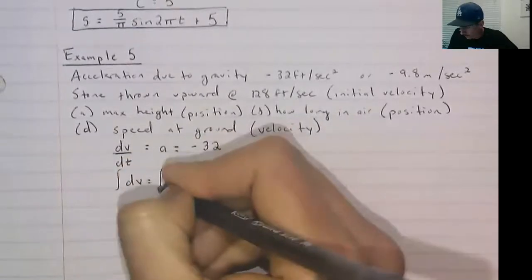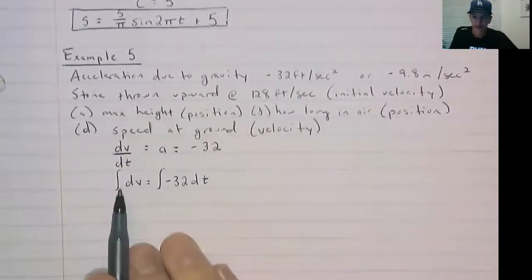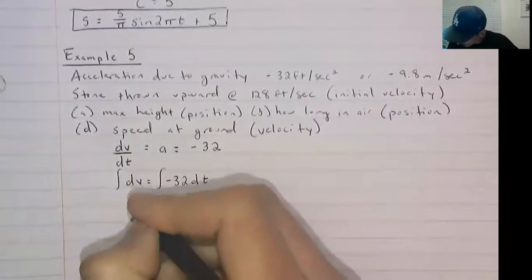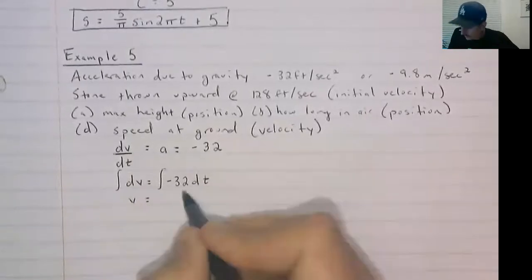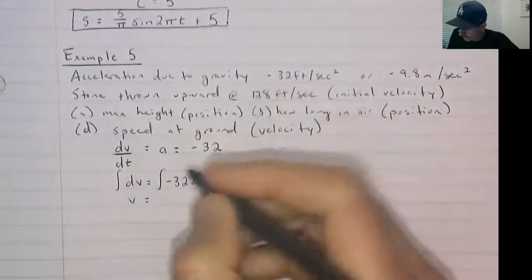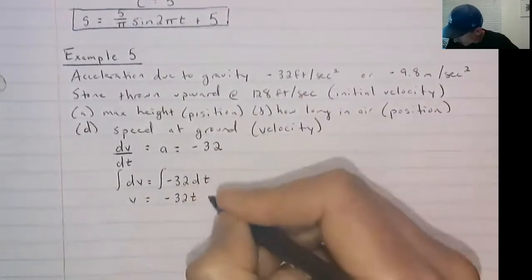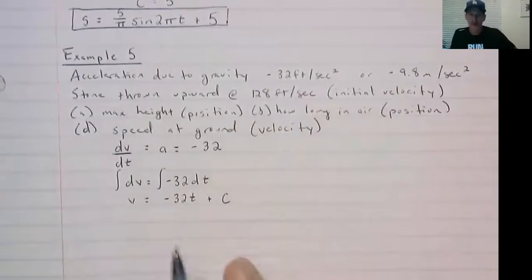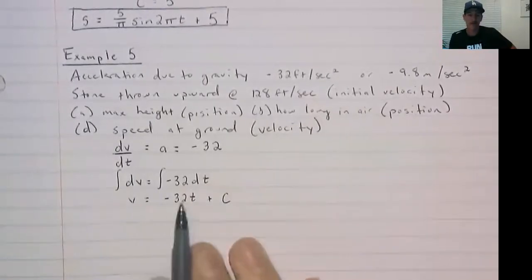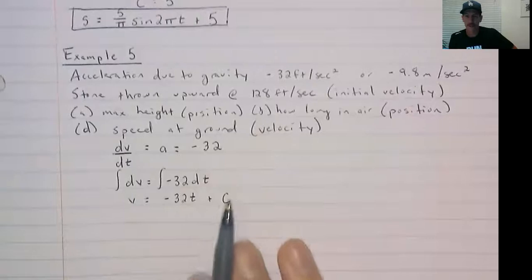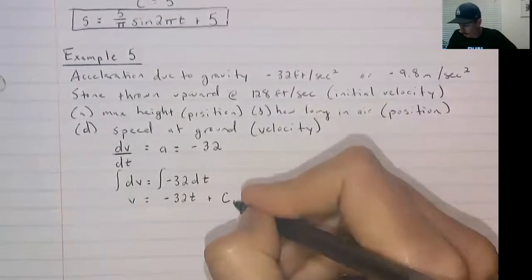Applying the antiderivative on both sides. The antiderivative of dv is v. The antiderivative of negative 32 dt is negative 32t plus c. So our velocity is equal to negative 32t plus c. We'll call this c sub 1.